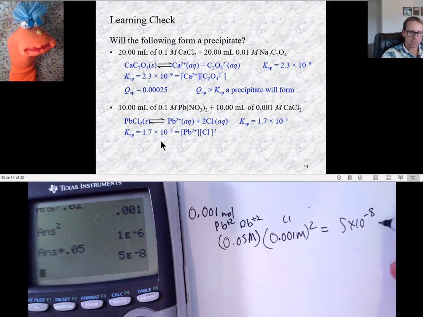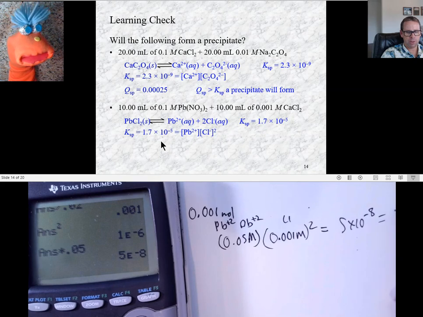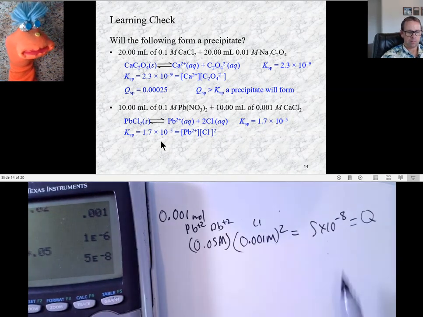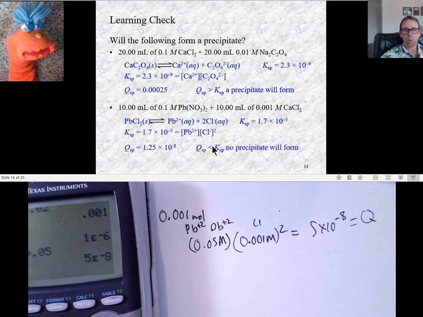All right, is that my K or my Q? That's Q. K is 1.7 times 10 to the minus 5. So that means there's no precipitate going to form? That's right. My current condition is such that I haven't reached the solubility limit. And so even though I added some lead and some chloride into solution, I won't get any precipitate because their concentrations are not enough. Okay, very good job.